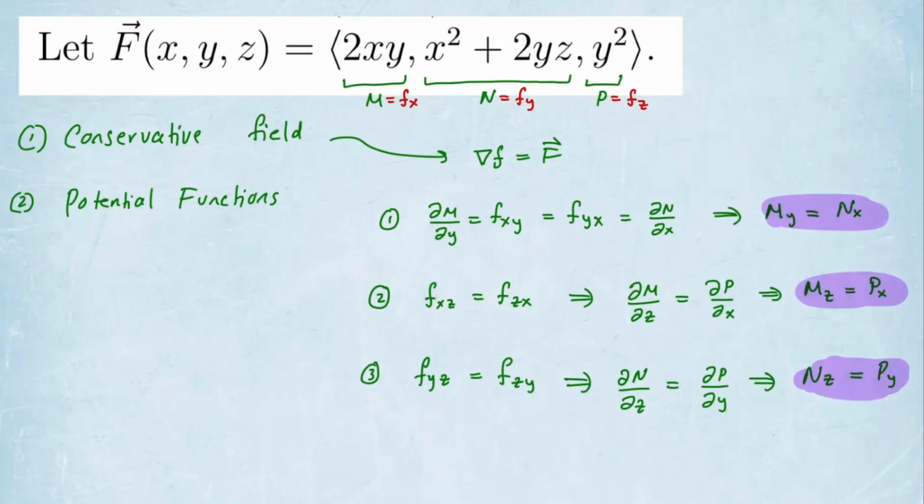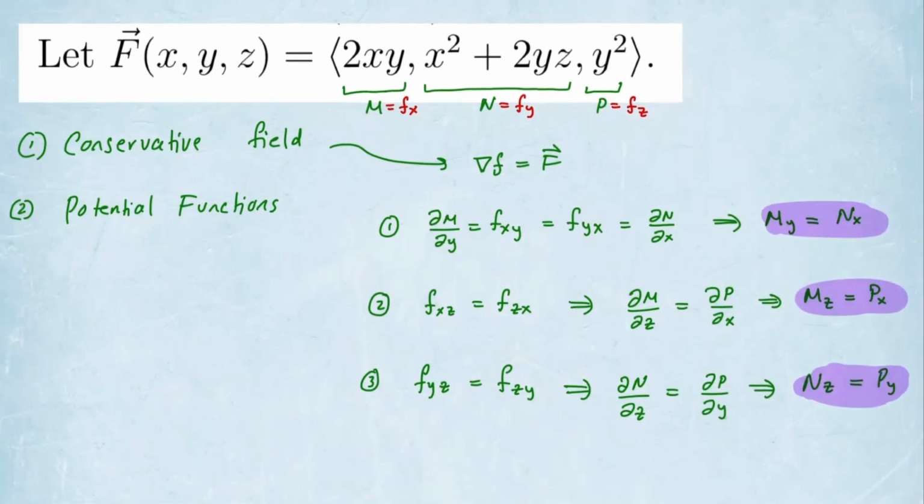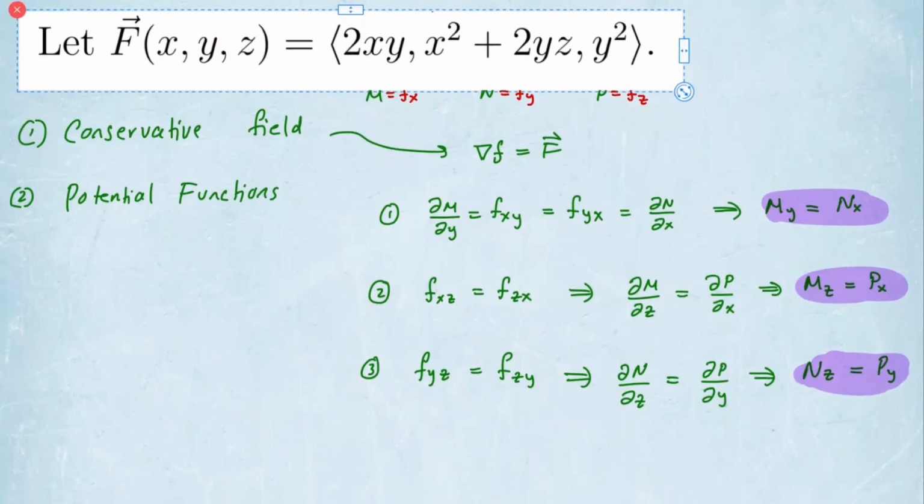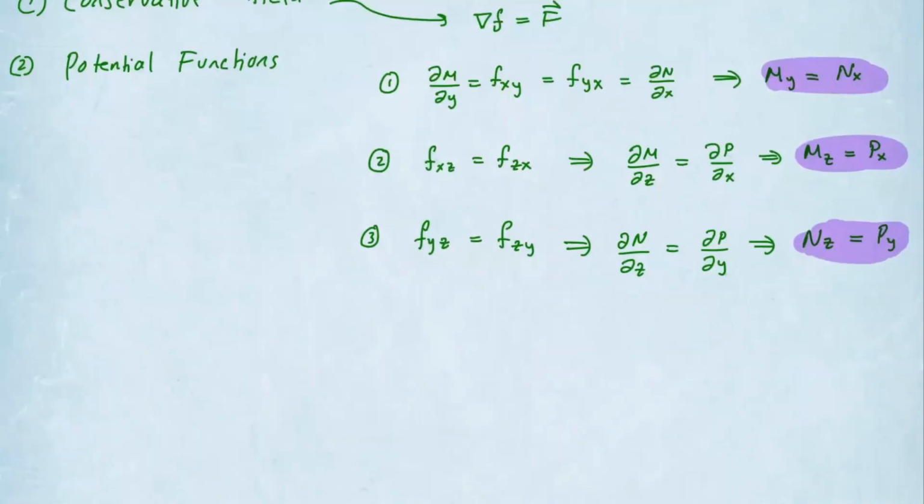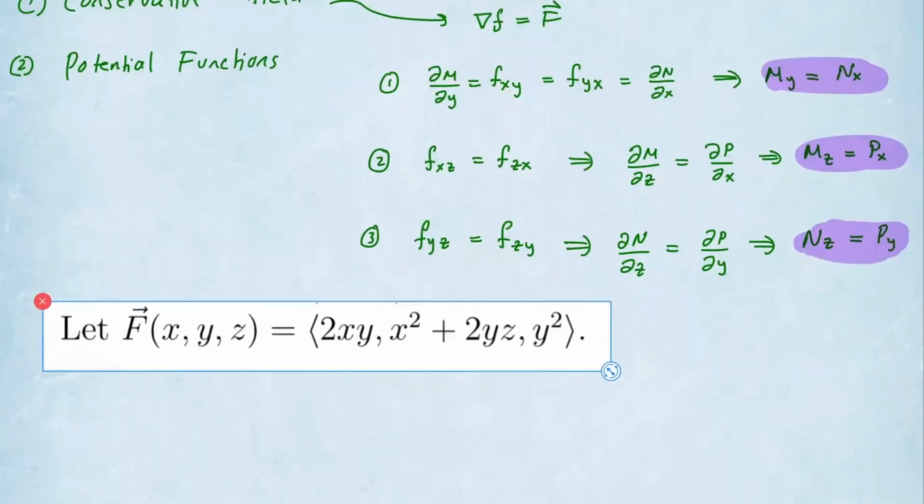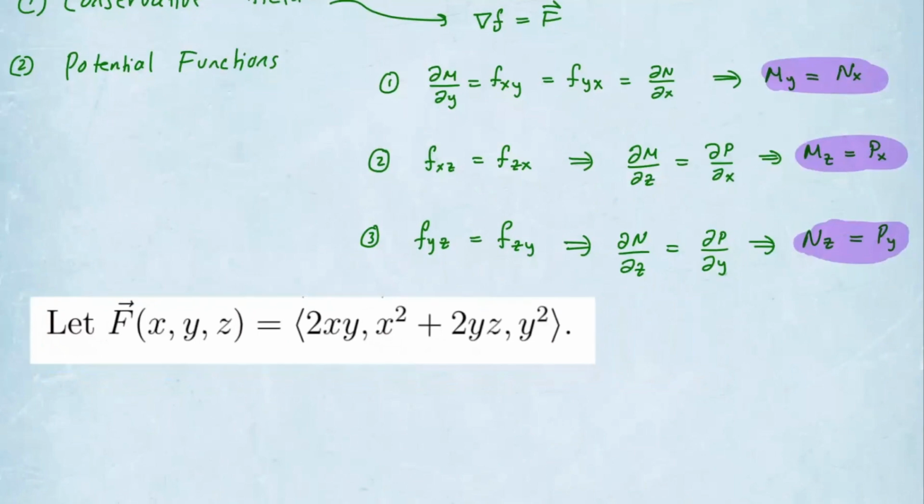For this particular example, I'm just going to go ahead and copy this, put it right here. And then we're going to do our check. So let's check. We know that this is our M. We know this is our N. And we know that this is going to be P. Let's go ahead and take their partial derivatives.